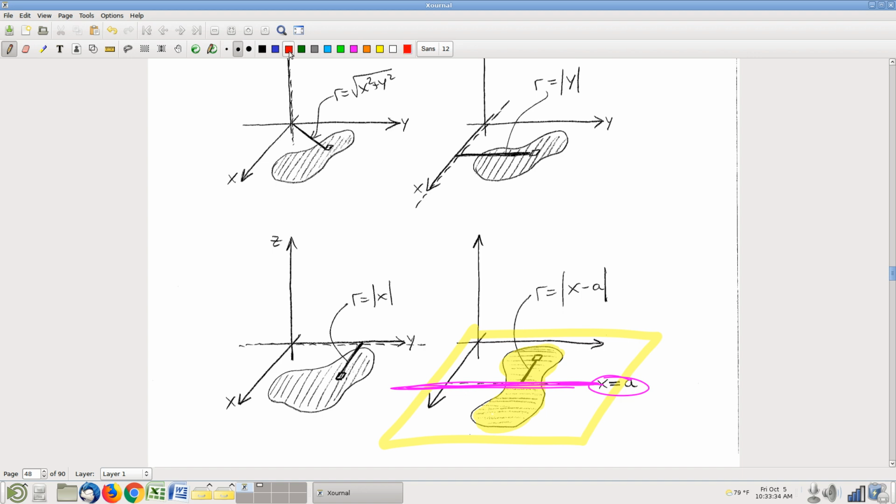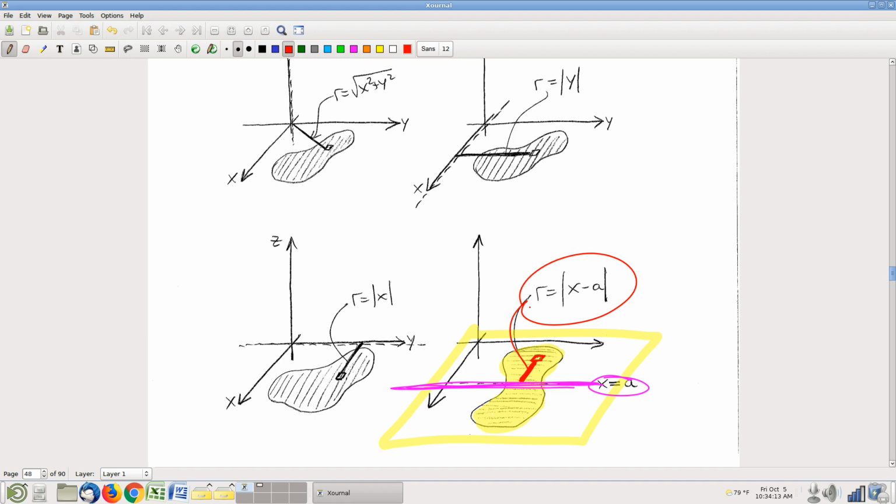Take an arbitrary point, (x, y), in your region. Draw the distance from that point in the region on your mass to the axis that you're rotating around, and then ask yourself a little geometry problem: what is that distance? Here, for example, it's the absolute value of x minus a. So it's going to be different for every picture, but the way you find what r is is always the same game on these various different pictures. Everybody on board? Let's go with the picture.